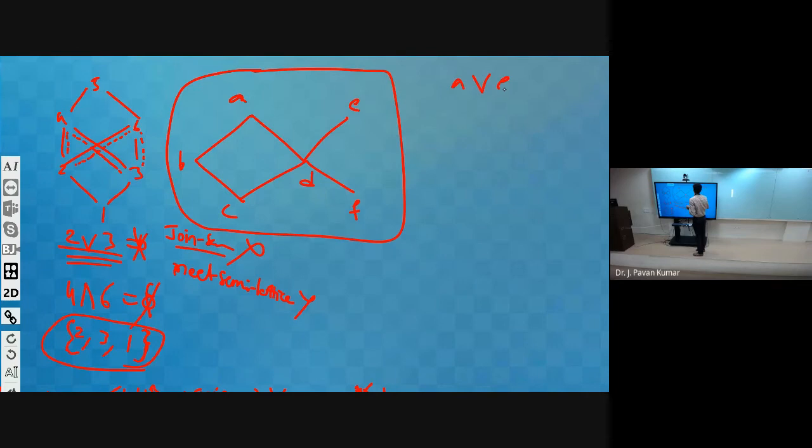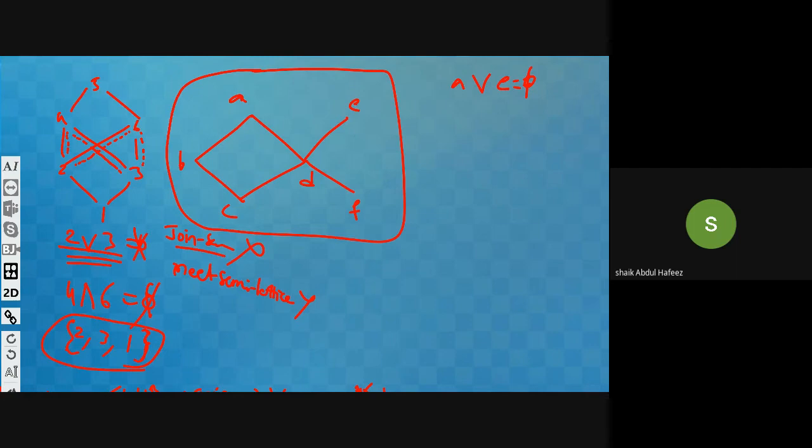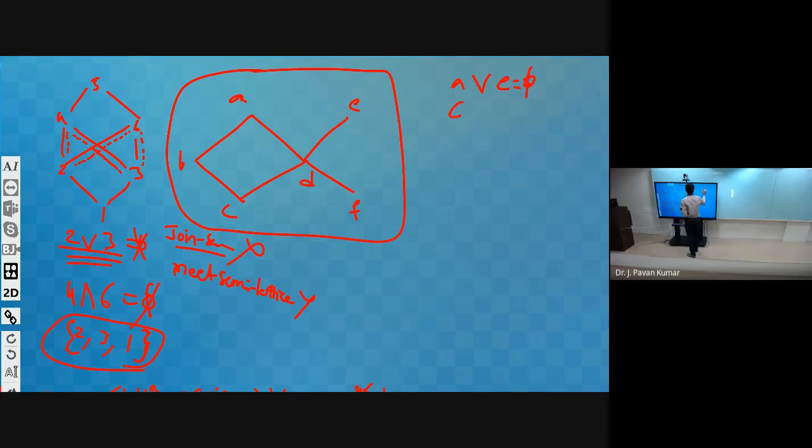A join E. A join E. What is the answer? A join E, no, right? It does not exist. So straight away we can say it is not a join semi-lattice. Can we conclude or not? Yes, sir. Similarly, C join F.